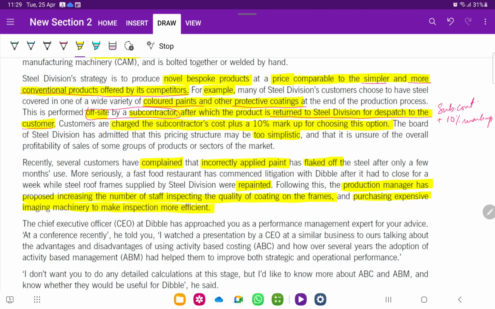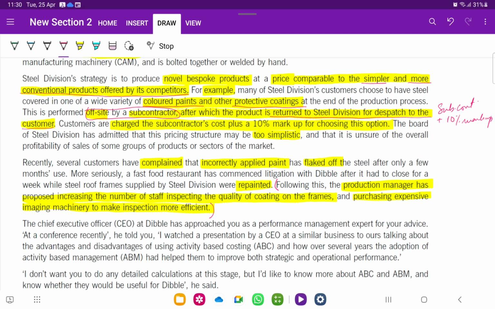Now try to think. Pause this video, reread this point, and try to think what is the problem, and is the company taking the correct step for solving the problem? The problem was that the coating was not done properly, right? Because that was flaking off. And this is something which has been done by the subcontractor, right? Coating is done by the subcontractor.